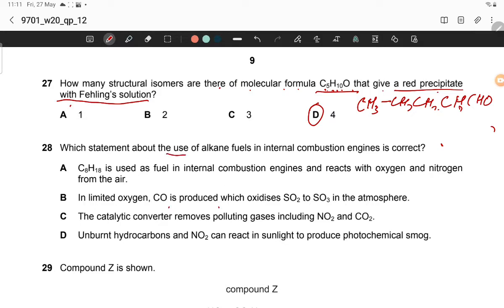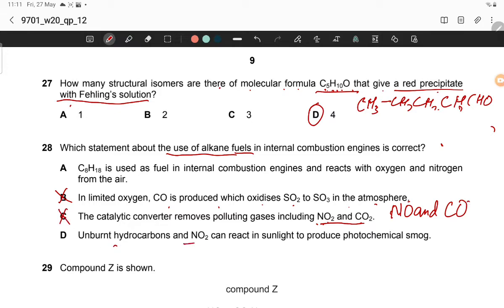In limited oxygen, carbon monoxide is produced, which oxidizes sulfur dioxide to sulfur trioxide in the atmosphere. This is incorrect. Carbon monoxide does not oxidize sulfur dioxide to sulfur trioxide. The catalytic converter removes pollutant gases including nitrogen dioxide and carbon dioxide. Nitrogen dioxide and carbon dioxide are not pollutant gases, so NO and CO are pollutant gases, so it is also incorrect.